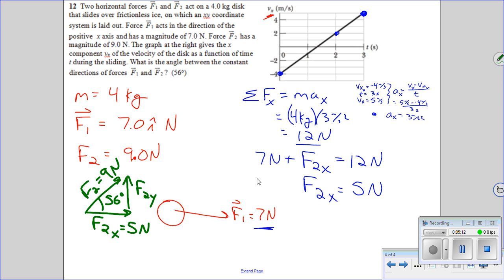Sorry, maybe I glossed over that. That angle, I just used a little bit of trig, right? We know our adjacent component. We know our hypotenuse, so you can use, what, cosine, inverse cosine to find that angle.